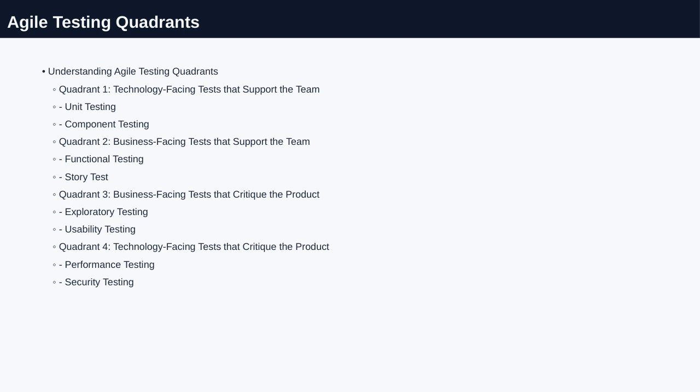Finally, the fourth quadrant covers technology-facing tests that critique the product itself, including performance and security testing, which evaluate how well the system performs under stress and how secure it is. Understanding these quadrants helps teams balance different testing needs throughout development, improving both quality and collaboration.